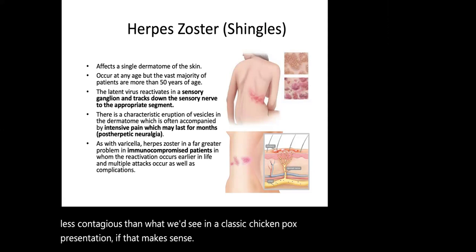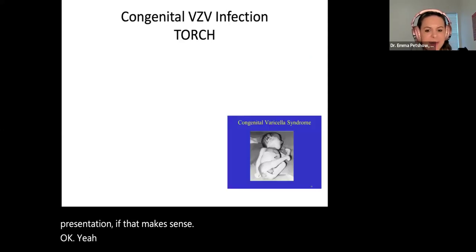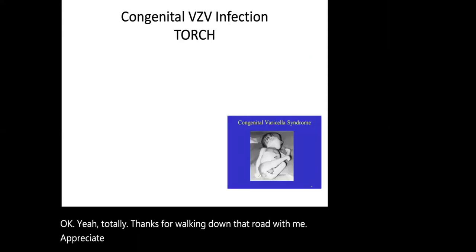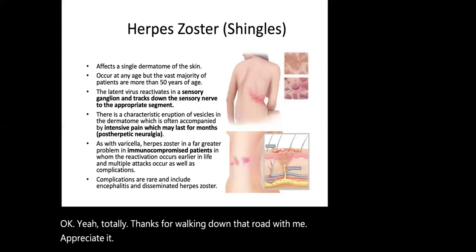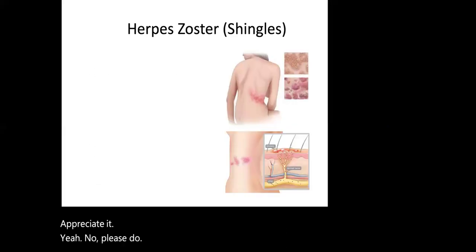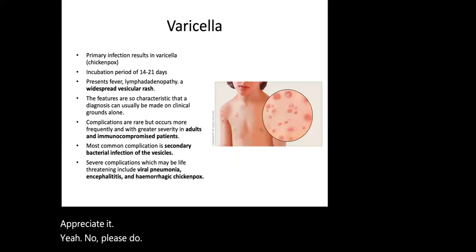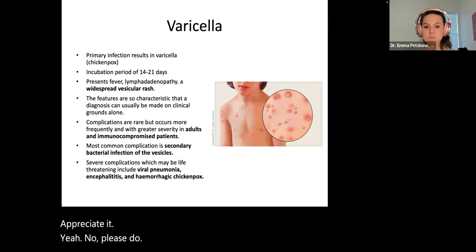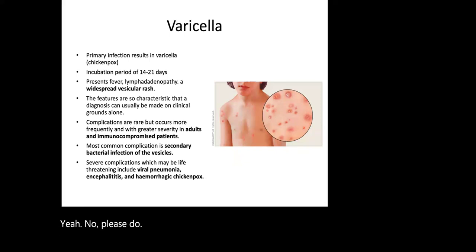Okay. Yeah, totally. Thanks for walking down that road with me. I appreciate it. I have another question. Sorry. No, please do. It's more about timing now. I'm just kind of trying to make sense of it. So when you get the infection, you have the incubation period of 2 to 3 weeks. During that time, would they be asymptomatic? Yes. And then after that is when they would have symptoms, once it's kind of gotten root and then activated in that sense.